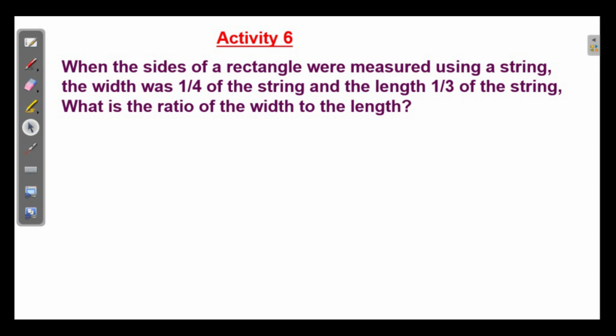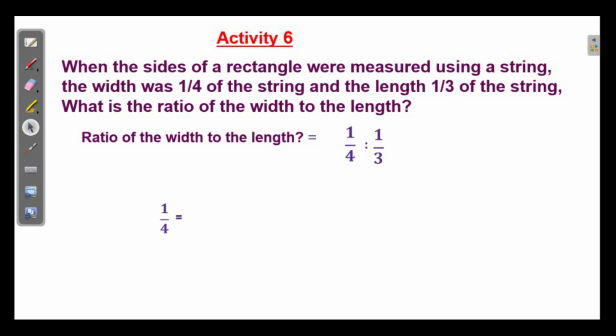When the sides of a rectangle were measured using a string, the width was 1 by 4 of the string and the length 1 by 3 of the string. What is the ratio of the width to the length? Ratio of the width to the length is equal to 1 by 4 is to 1 by 3. We have to make it as whole numbers, natural numbers. 1 by 4 and 1 by 3. Both the denominators have to be made as 1. For that, we have to make them equal.